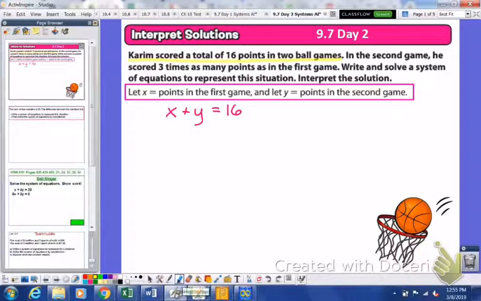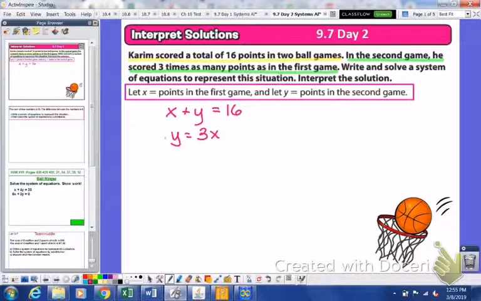Okay, our second equation then, in the second game, he scored 3 times as many points as in the first game. So our second game is our y. He scored 3 times as many as in the first game. So 3 times, that's telling us to multiply, so y equals 3x. There's your 2 equations. Now we want to use our substitution method to solve this.